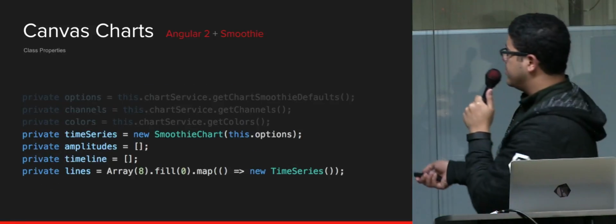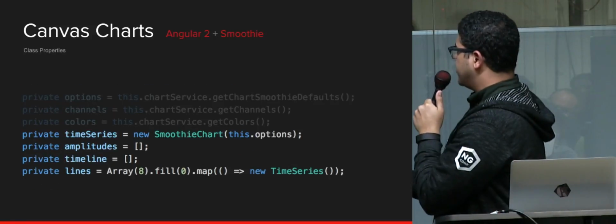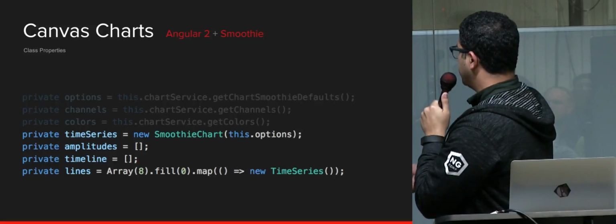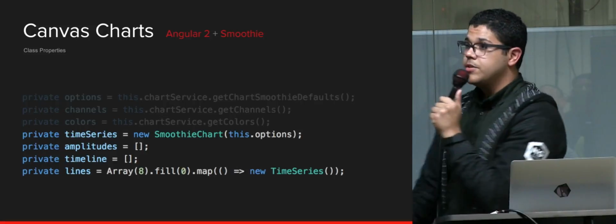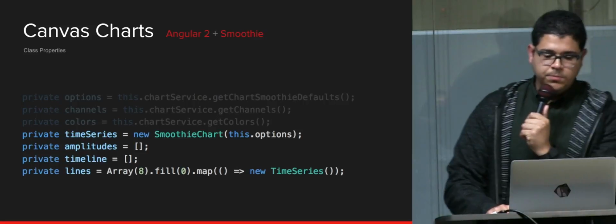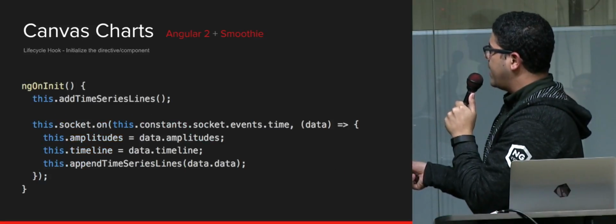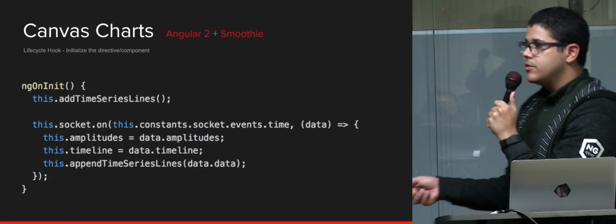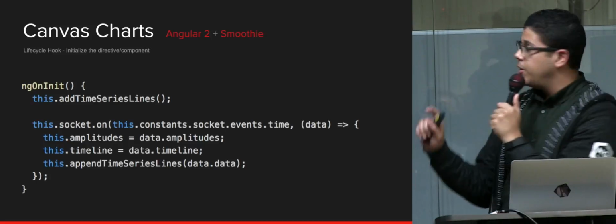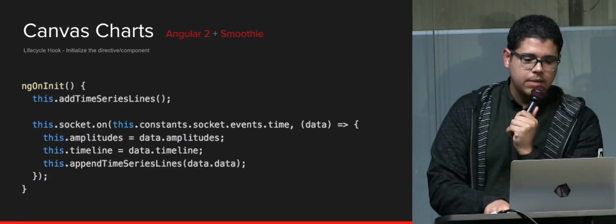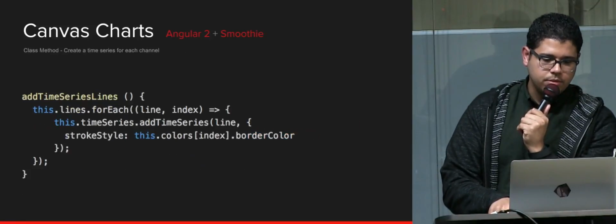And then we have lines, which is 8 lines. I'm just creating an array with 8 lines, and I'm creating an instance of the time series that the library expects. When the component is ready, I'm adding the time series lines. So basically, this is library specific, and I'm going to walk you through it. Let's see what add time series lines is about.